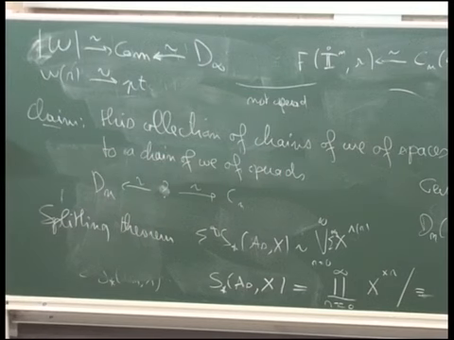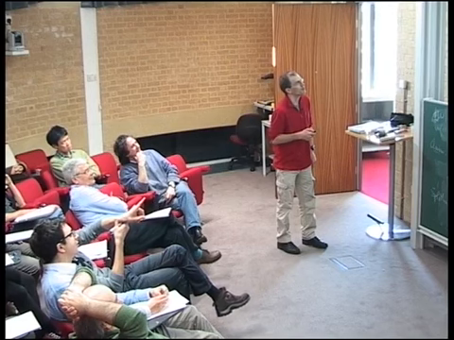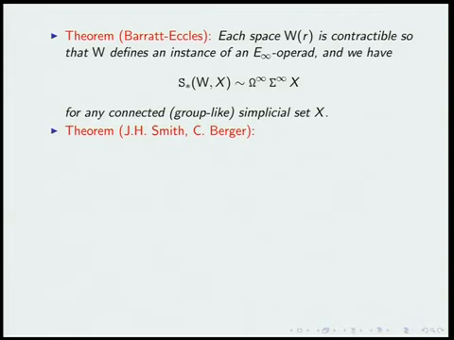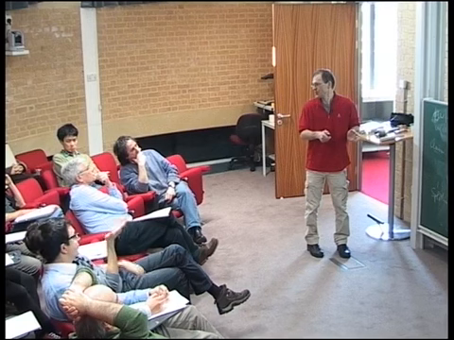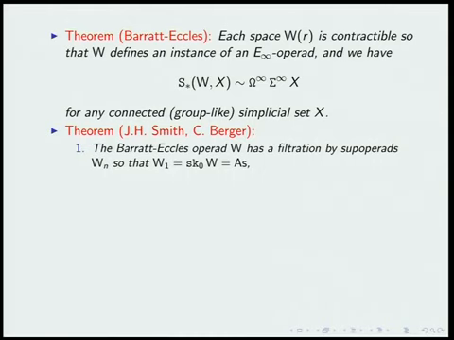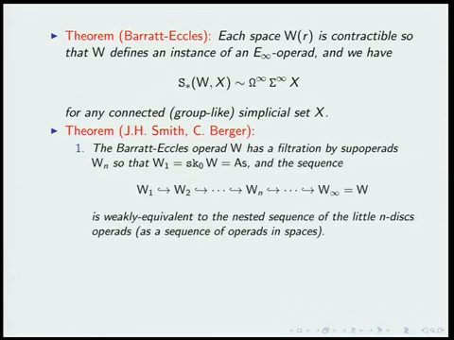So now I'm going to explain a statement by Jeffrey Smith and Clemens Berger, which is for n equals infinity, and you can refine this statement to also get the intermediate terms of the little cubes filtration. It says that this operad W has a filtration by sub-operads, which I will denote by W_n. So W_1 is quite simple. This is just the zeroth skeleton of this operad in simplicial sets. It's the same as the operad of associative monoids. But the other terms are more complicated.